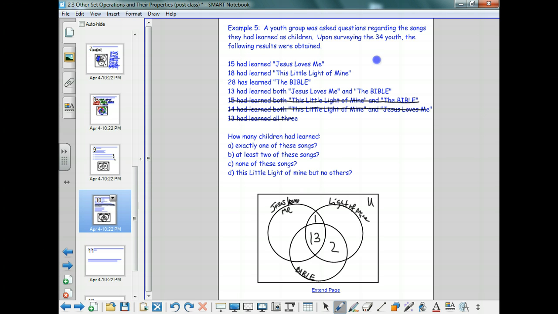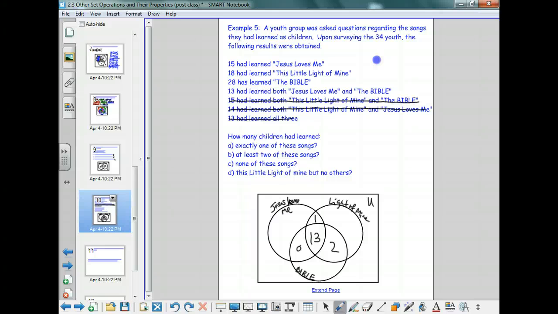And then it says 13 had learned both Jesus Loves Me and the B-I-B-L-E. Now what? I need a 0. Where? To the middle left over here, right? There's a 0 there. So can we have a 0 in the diagram? Yes. Can you have a negative 2? No. There's a number of people it applies to, right? No negative people today. All right. Well, that's right. All positive people. Good. All right. Let's see.